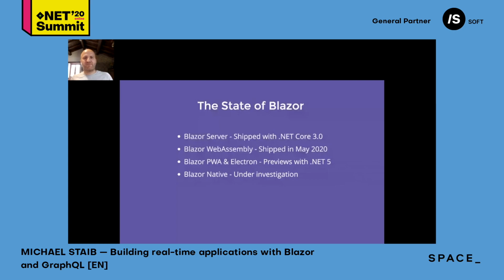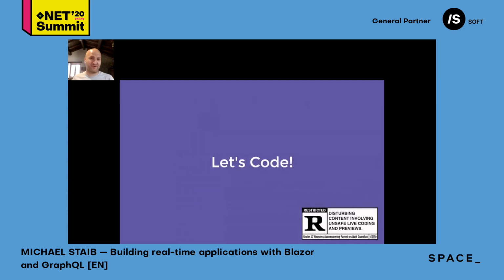Okay, enough of all the introductory talk. Let's get into some code. And when I thought about what could we code in a talk about real-time data fetching with GraphQL and Blazor, I immediately thought of Slack, because Slack underneath uses GraphQL to do all the data interaction with the server.